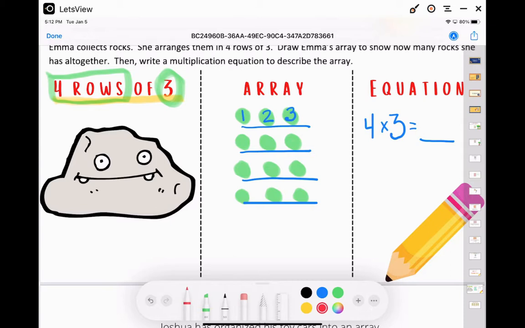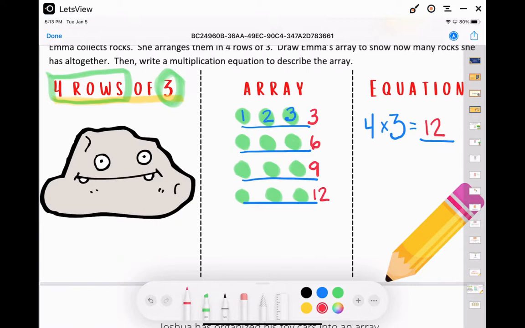My first row has 3 rocks. If I add another 3 for my second row, I have 6. My next row brings me to 9. And my last row brings me to 12. So 4 times 3 equals 12.